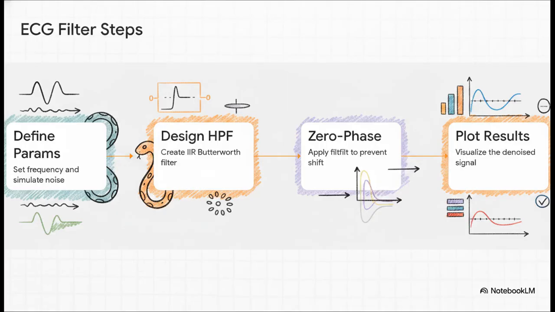So how do we fix it? Well, we're going to build a solid 4-step Python pipeline. First, we'll define our parameters and simulate both that pristine clean heart rate and our baseline wander noise. Second, we're going to design an infinite impulse response, or IIR, Butterworth high-pass filter. Third, we'll apply zero-phase filtering, which, as you'll see, is a completely non-negotiable technique when you're handling biomedical data. And fourth, we'll use matplotlib to generate our visual plots and actually prove that our filter did its job.